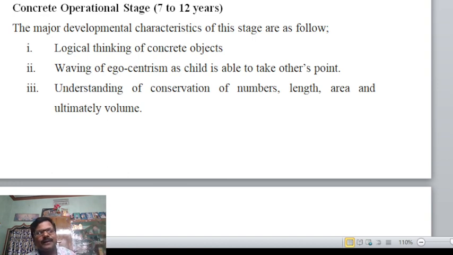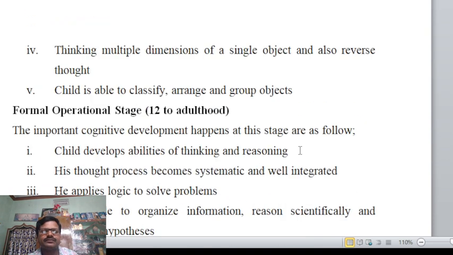In the previous stage, what happens? Ball means ball. It may not be big or small. But during this stage, the child can differentiate big ball, small ball, blue ball, white ball. It means understanding of conservation of numbers, length, area, and ultimately the volumes. This is another development that occurs during this stage.